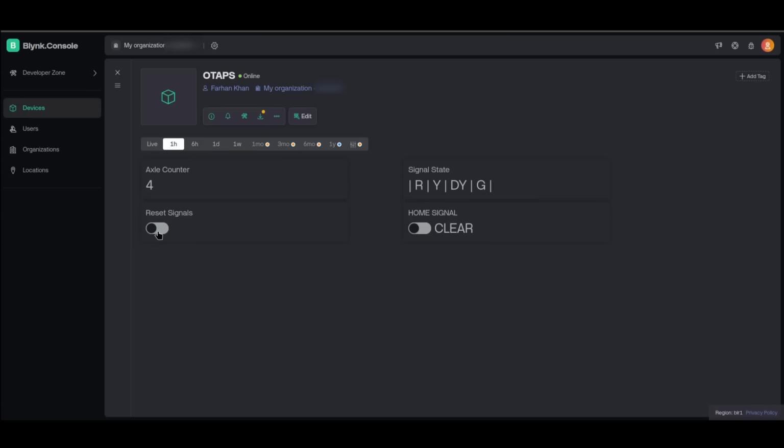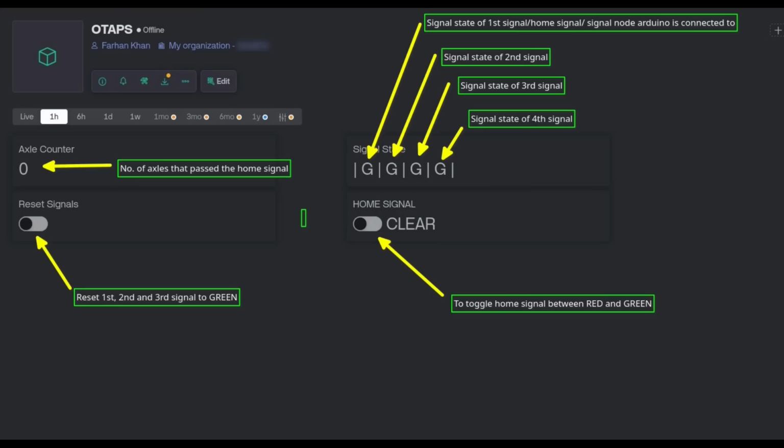Now that we have looked at the locomotive unit, let's look at the last piece of the puzzle, which is the web UI. It is made using the Blink platform. The web UI allows the station master to control and monitor the state of the signals. It has 4 widgets, and this is what they do.